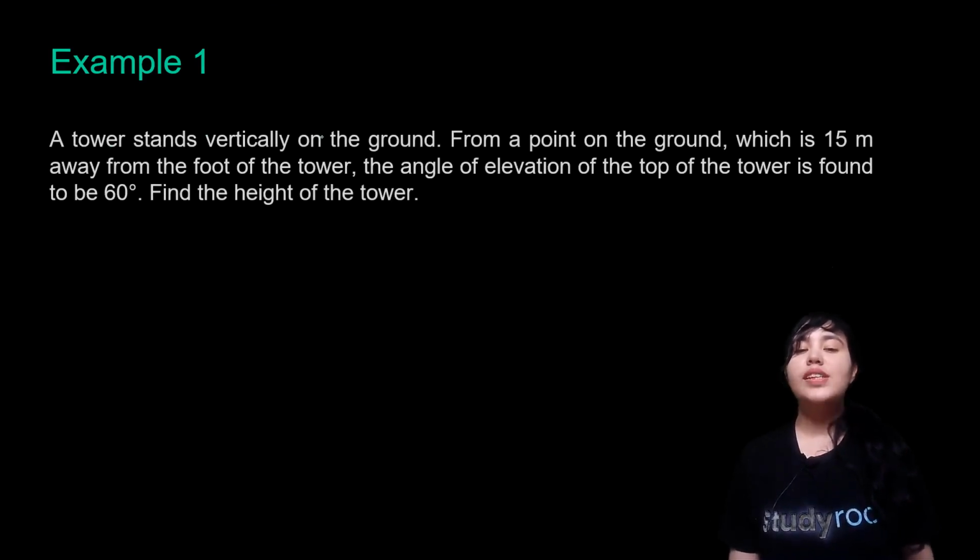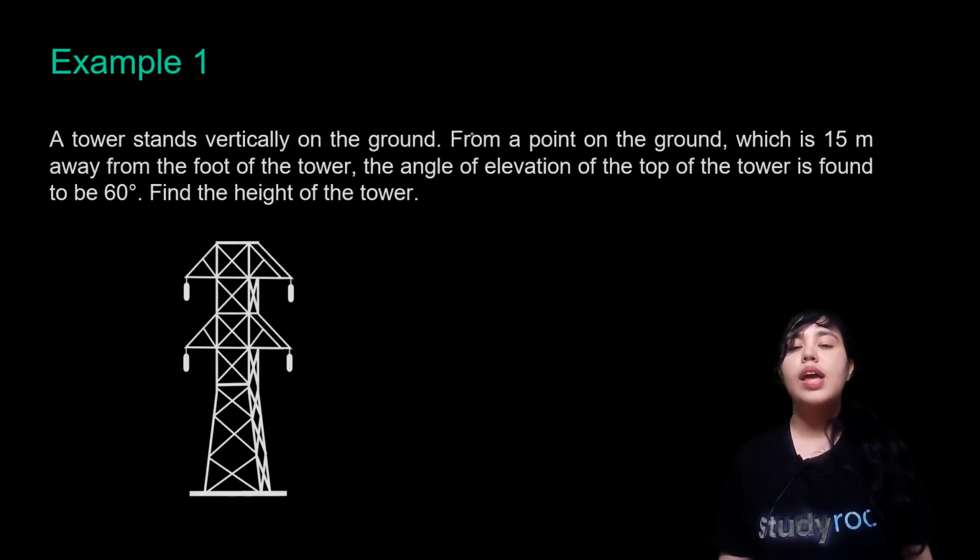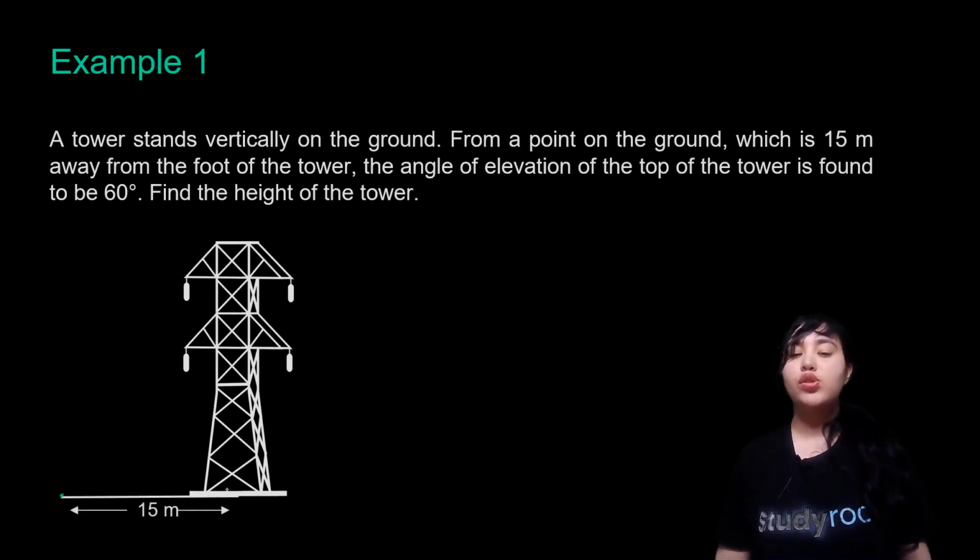There is a tower which stands vertically on the ground. So this is a tower, and a point on the ground is 15 meters away from the foot of the tower. So if this is a point on the ground, then its distance from the foot of the tower is 15 meters. I urge you to make this figure with me step by step. Then from this point, the angle of elevation of the top of the tower is found to be 60 degrees.